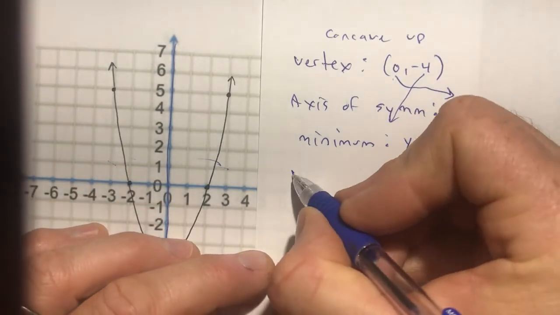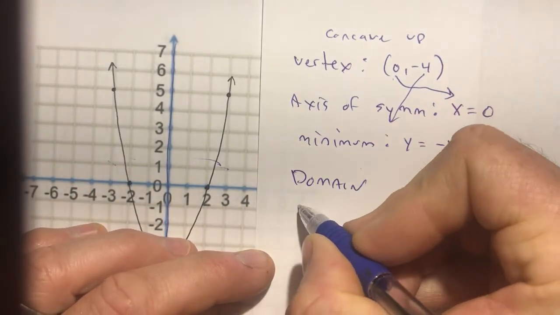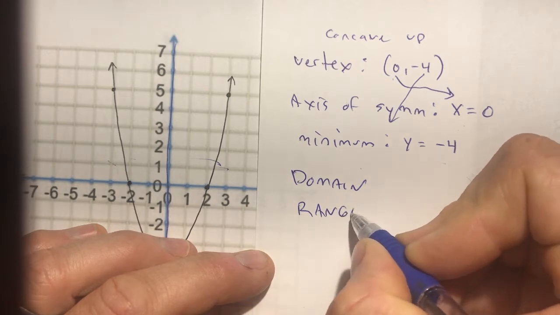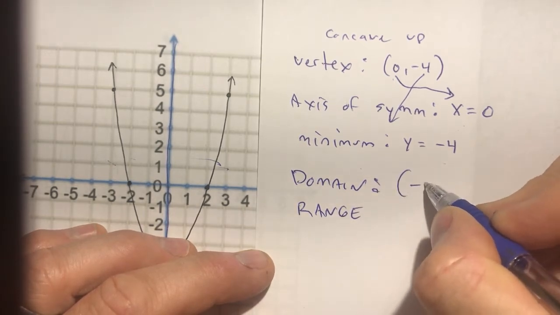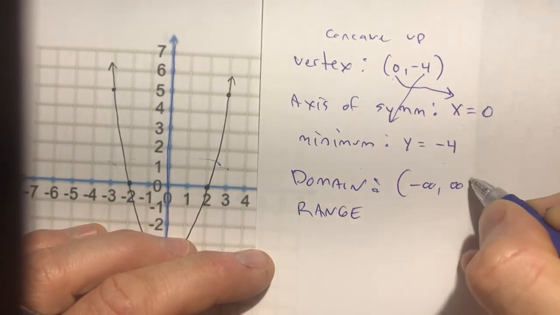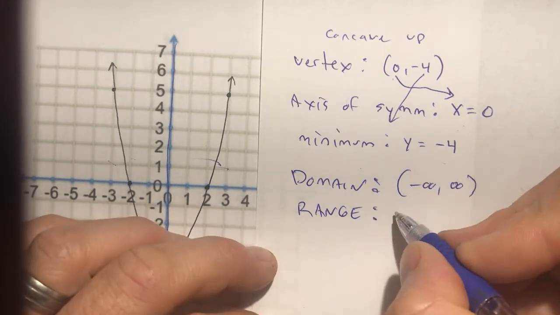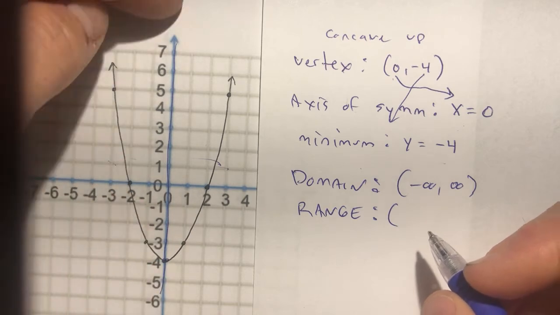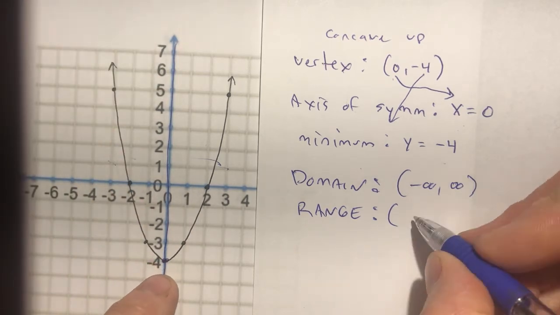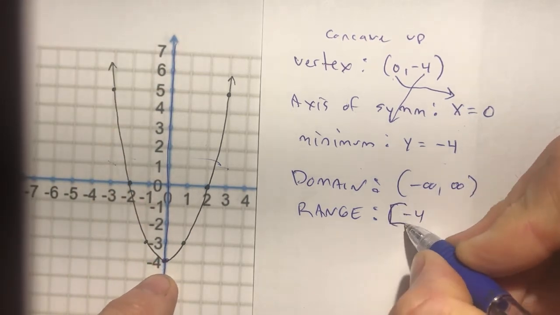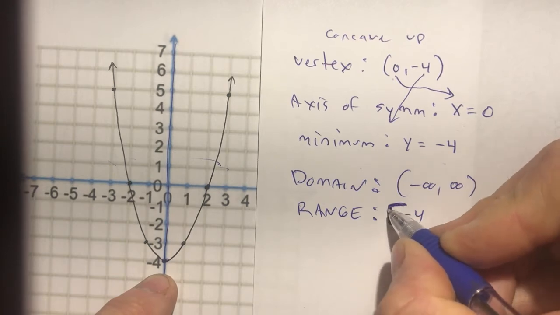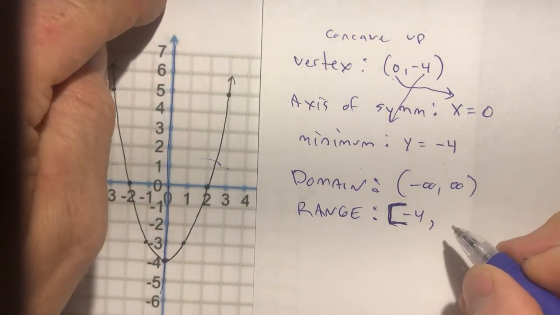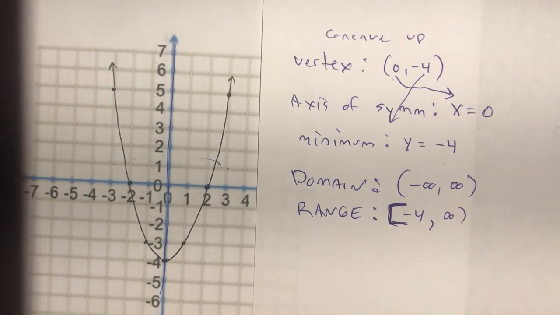Okay, now what's my domain and my range? My domain every time is negative infinity to positive infinity. My range, this is what's different on these. What's the lowest value it has? What's the highest value it has? Well, the lowest value is -4, and that's a bracket. I didn't mean to draw parentheses. What's the highest value? Well, it goes to infinity. It goes forever.